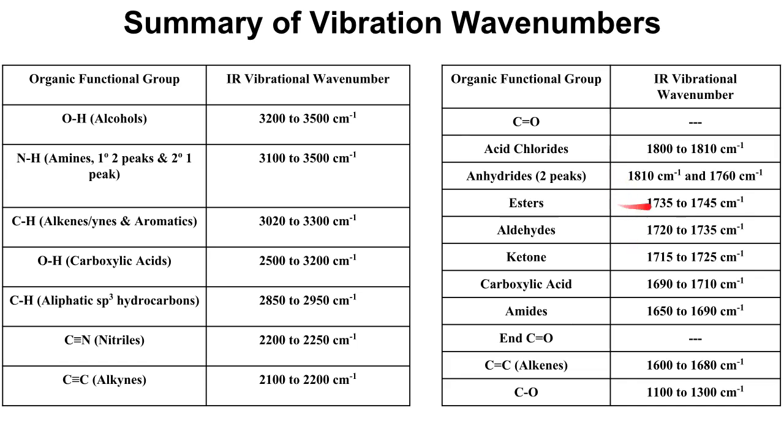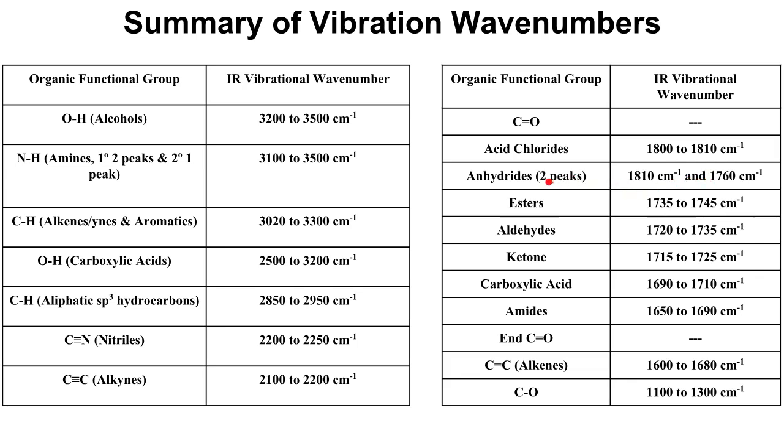Then you get to esters. Esters are a little bit higher. They're around 1735 to 1745. And then, as I mentioned, the anhydrides and the acid chlorides are going to be on the upper end of this range here. So we're getting much closer to the 1800s.